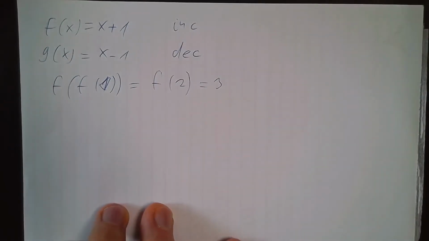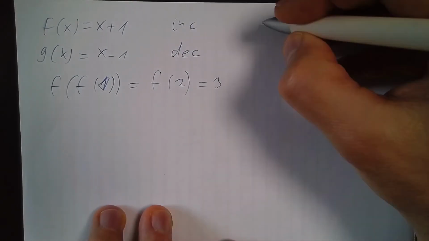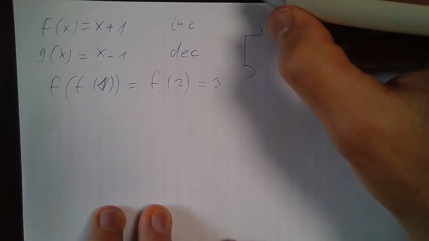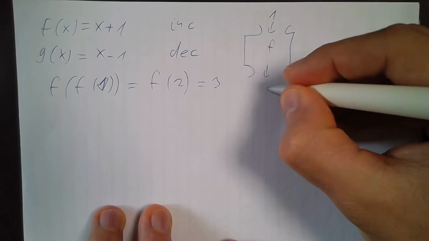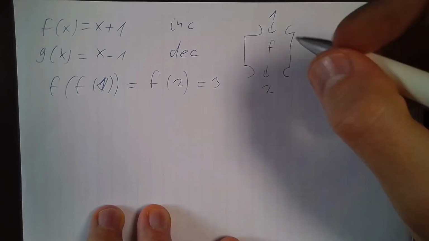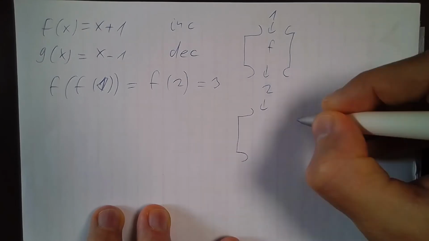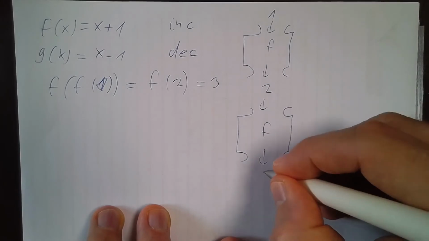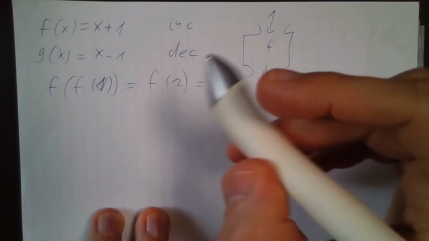But I can also imagine the following situation. I can consider f as a little machine. I use these boxes for that, so 1 goes in, and if we have f there, then 2 comes out. Now I can put that into another f, another inc. So then 3 comes out, and that's exactly this one.